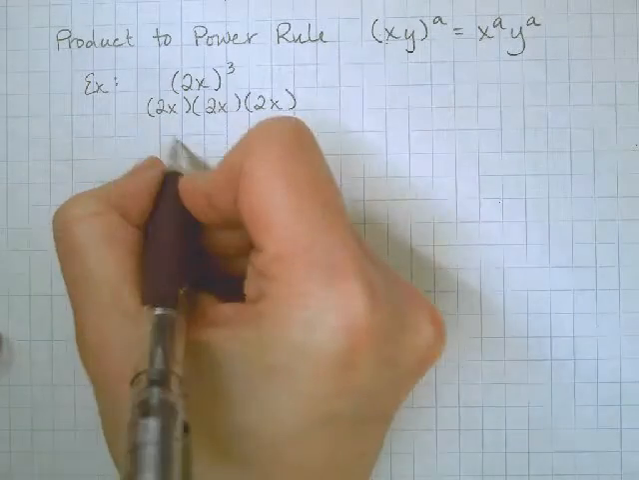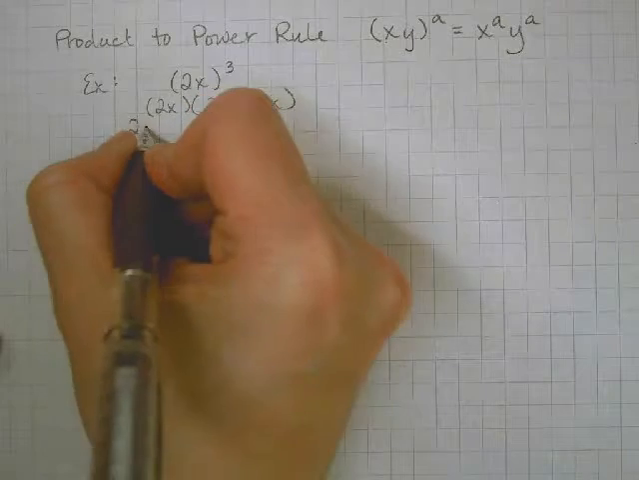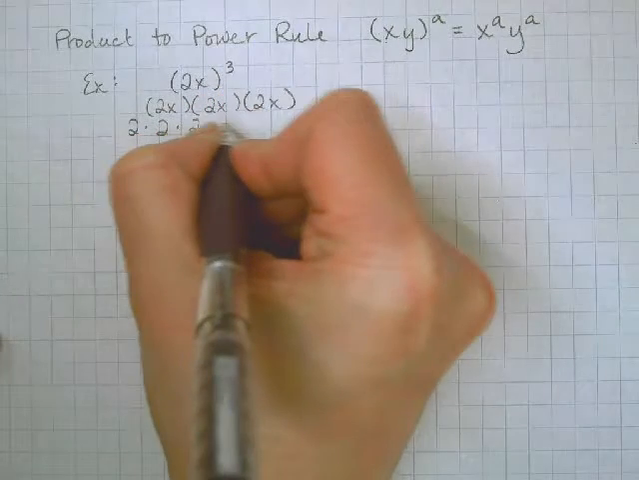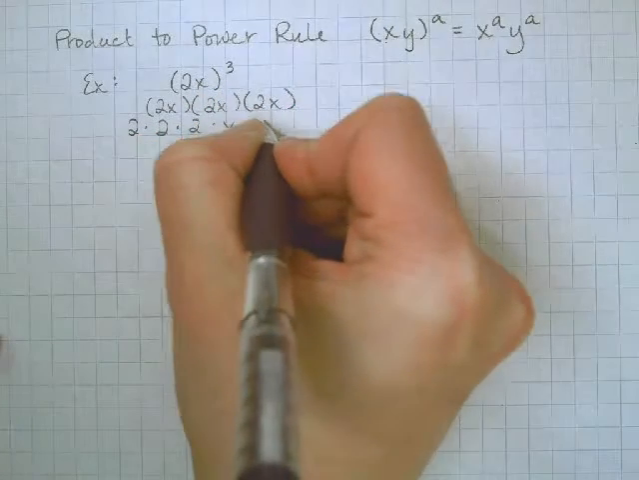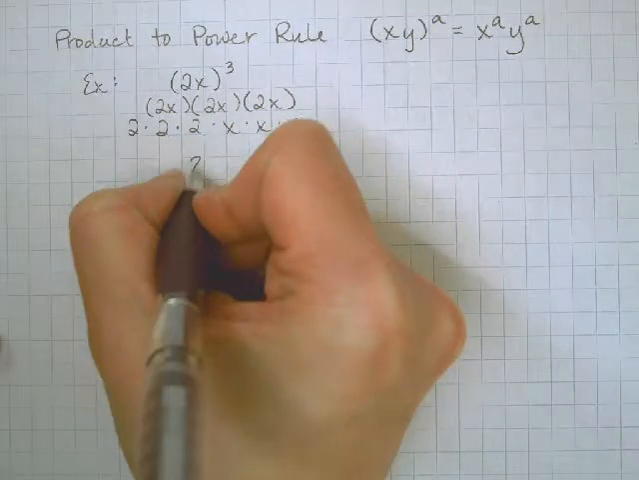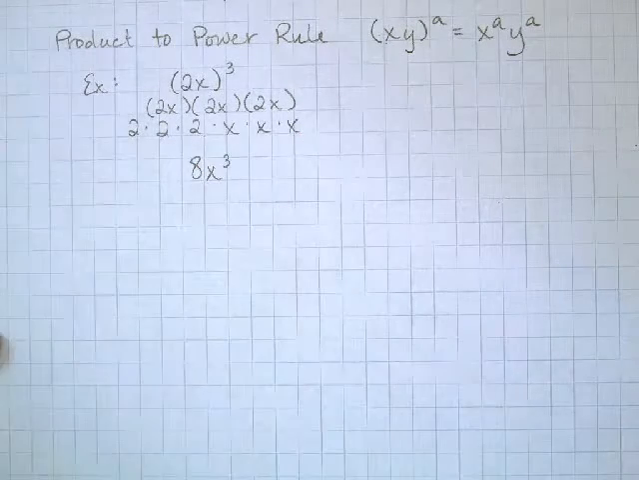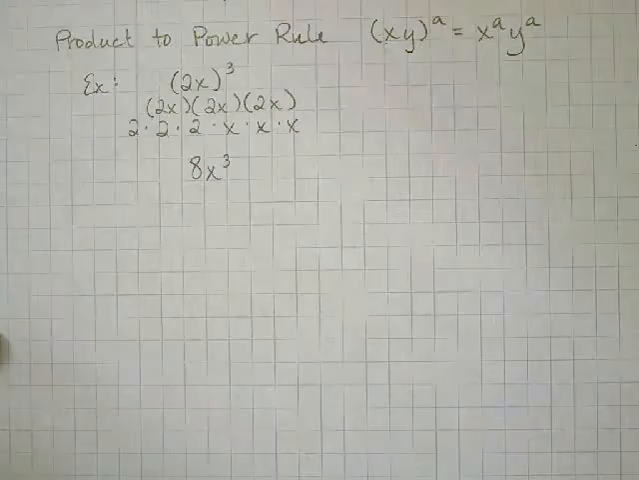So if I rewrite this, all those things are simply being multiplied. So I could rewrite this as 2 times 2 times 2 times x times x times x. So 2 times 2 times 2 is 8. X times x times x is x to the third. So that is the product to power rule.